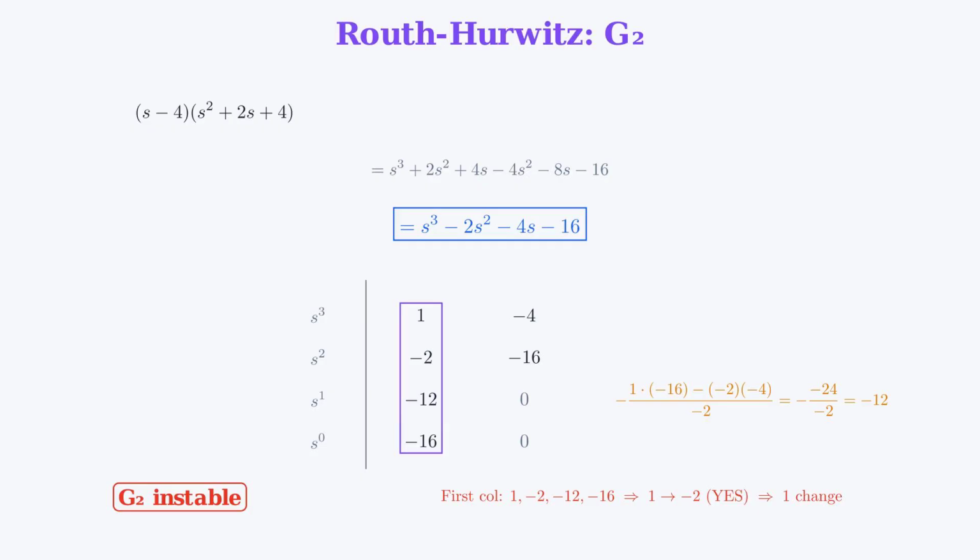Count sign changes. 1 to minus 2, 1 sign change. Minus 2 to minus 12, no change. Minus 12 to minus 16, no change. Total, 1 sign change. g2 has one unstable pole, confirming the pole at positive 4 we saw by inspection.